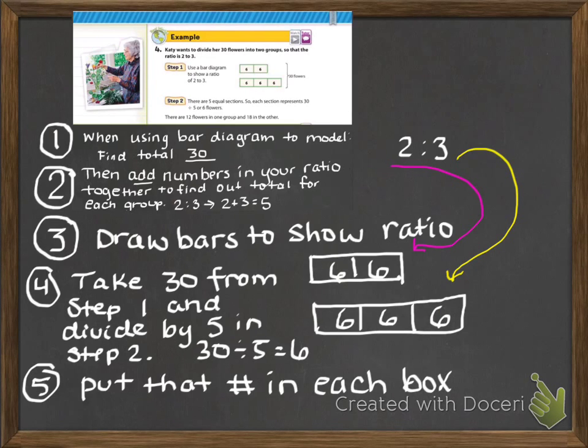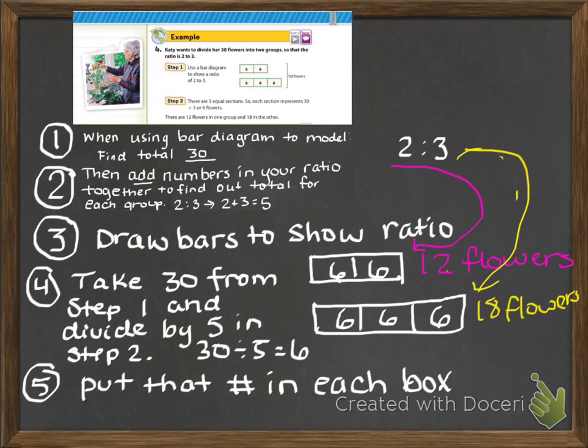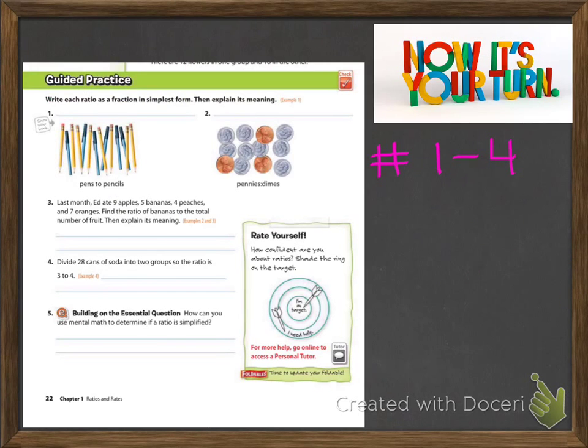So just to double check your work, you want to add them up. 6 plus 6 is 12. 6 plus 6 plus 6 is 18. 12 plus 18 is in fact 30. So basically, there are 12 flowers in one group and 18 flowers in the other group. So you just want to add that there, 12 flowers and then 18 flowers. You can see that there. Yay, you made it to the end.